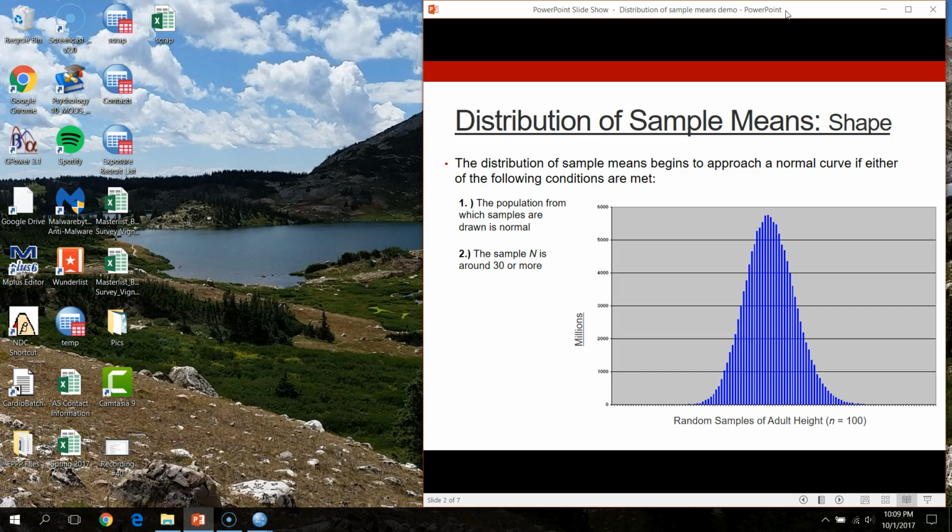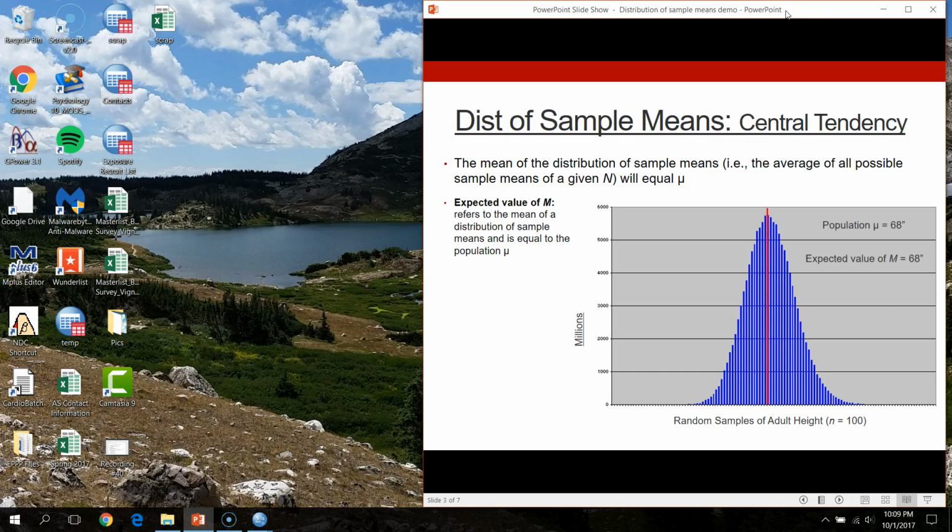So we talked about the shape of the sampling distribution, and then we also talked about central tendency. Recall that the expected value of the mean is the mean of your distribution of sample means. So the mean of all possible samples of a given size is going to be equal to the population mean. In the example from lecture, we have the height of adults in the US. If we were to collect all possible samples of 100 with replacement from the US population, the distribution of sample means would approach normality very quickly, and the mean of that distribution would be the exact same value as the population mean.